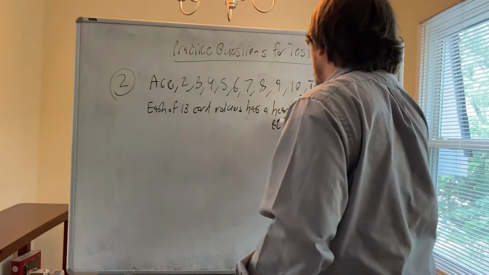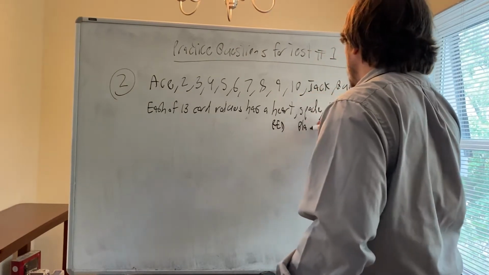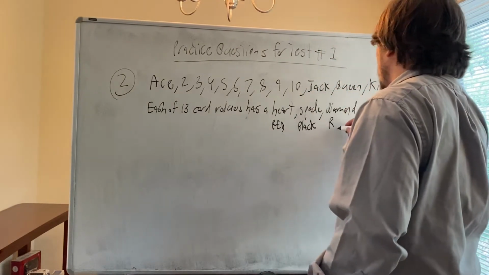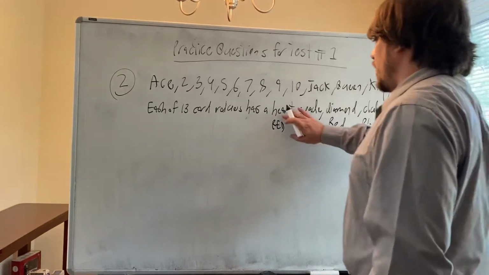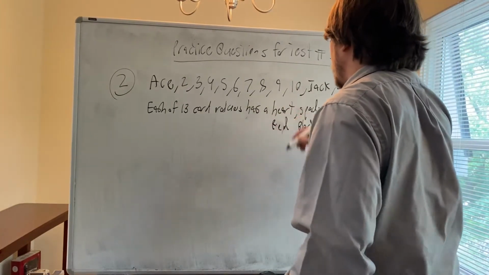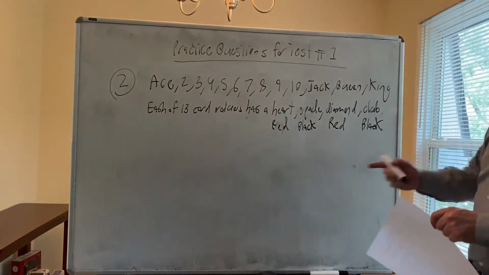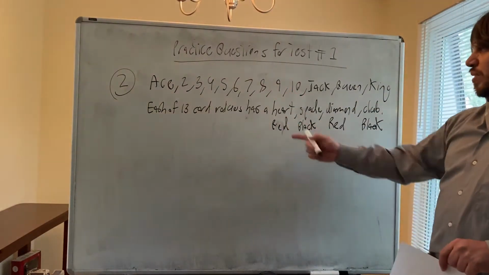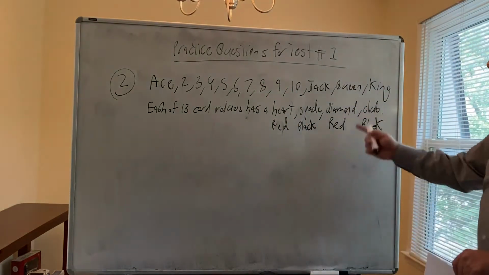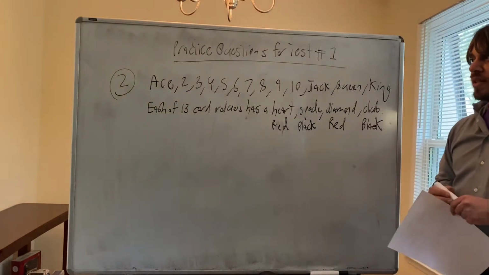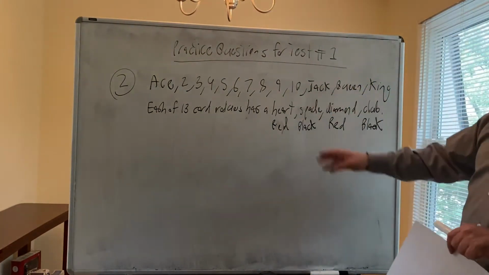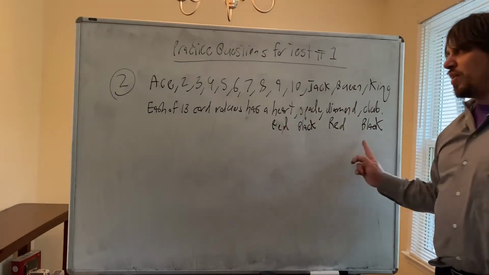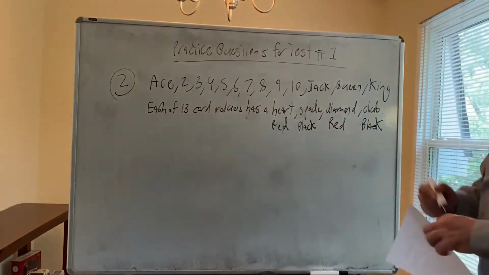A heart is a red card, a spade is a black card, a diamond is a red card, and a club is a black card. So half the deck is red and half is black. For every type of card, let's say 7, you have a 7 of hearts that's red, a 7 of spades that's black, a 7 of diamonds that's red, and a 7 of clubs that's black. So that's all 52 cards: 13 values, each with these 4 suits and their colors. You need to know that.